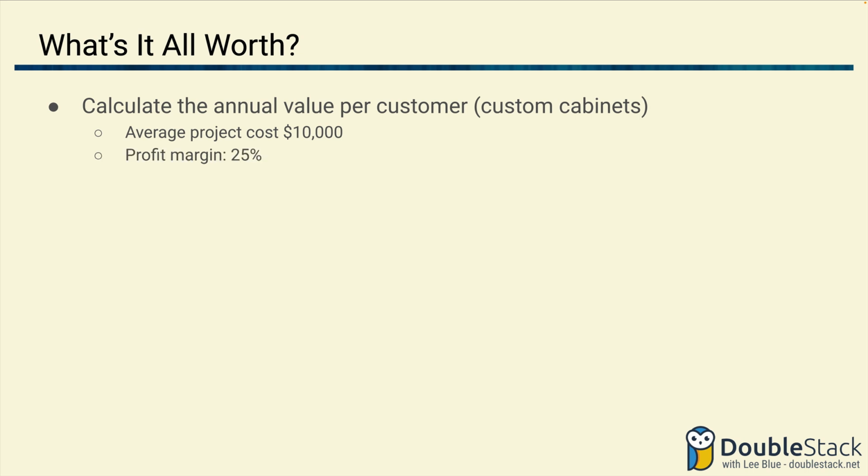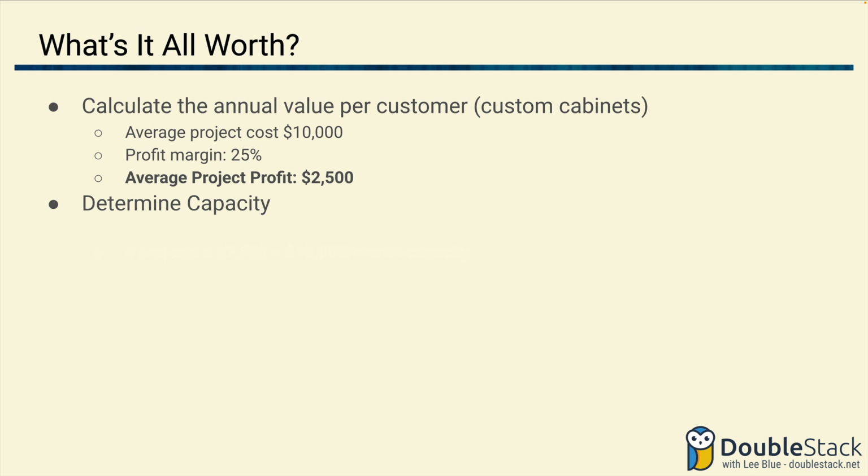And I'm also going to assume a 25% profit margin. I did a little bit of online research. It seems like that's roughly about where things are in terms of subtracting out the cost of goods, doing the actual work and stuff. So if you were to sell something for $10,000, you might keep $2,500. So that's the average project profit is $2,500.